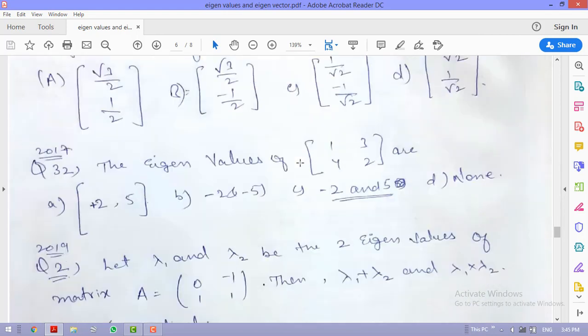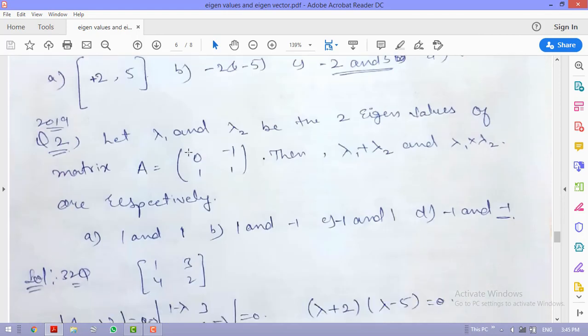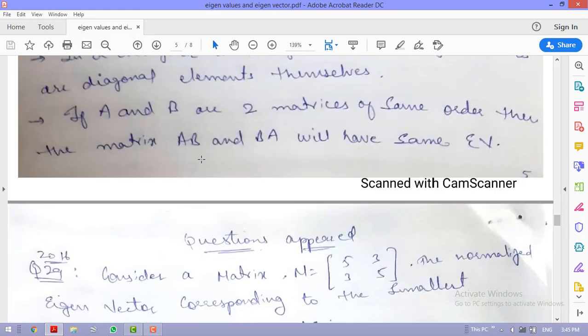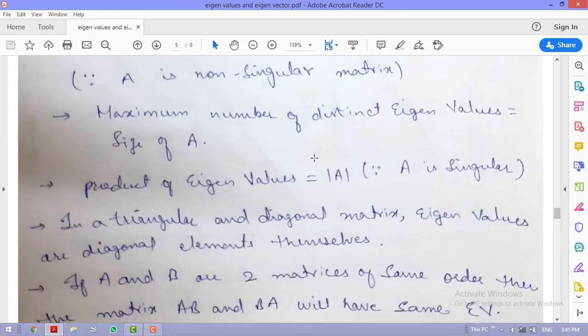Sum of diagonal elements. Here the diagonal elements are 0 and 1, so 0 plus 1 is nothing but 1. The sum of these diagonal elements is nothing but the sum of eigenvalues, and the product of eigenvalues is nothing but the determinant of A.